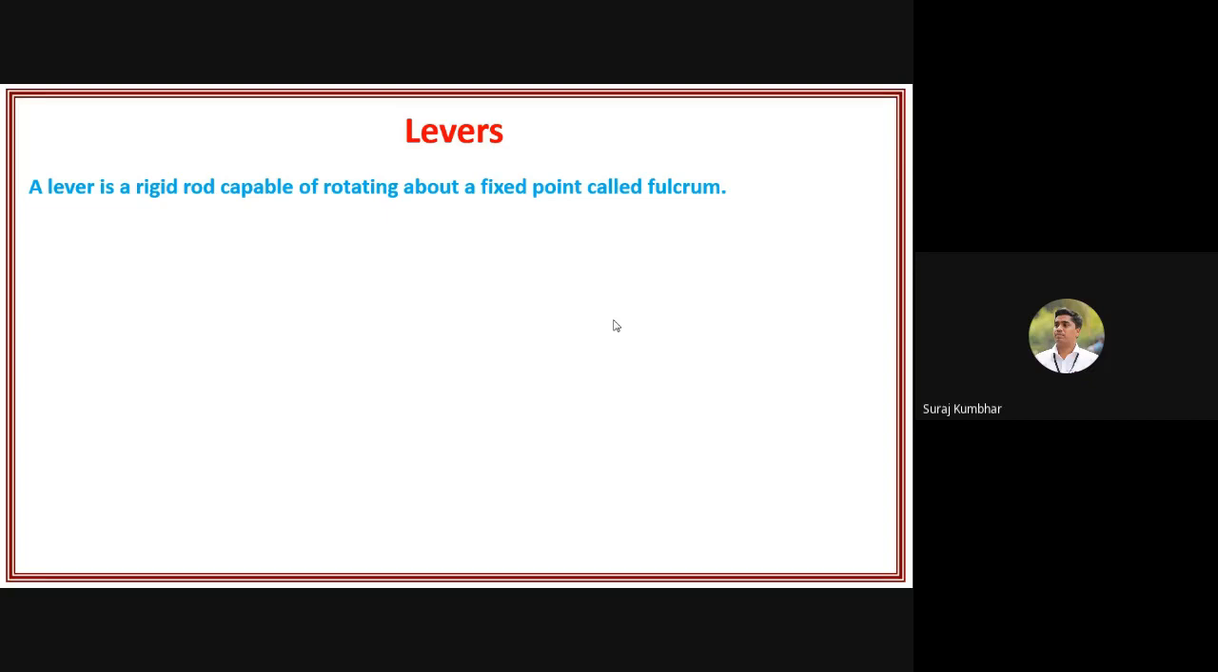So a lever is a rigid rod. It is used to lift heavy loads by the application of less or very little effort. By means of a very small effort you can lift a heavy load, or if you want to move a load from one place to another, you can use levers. I will show you an example, then the whole idea will become clear.